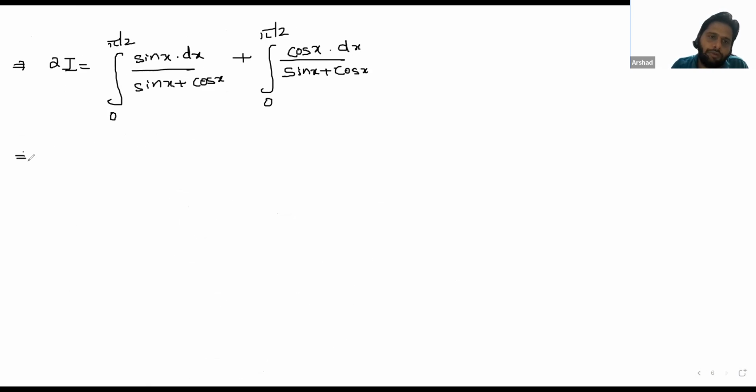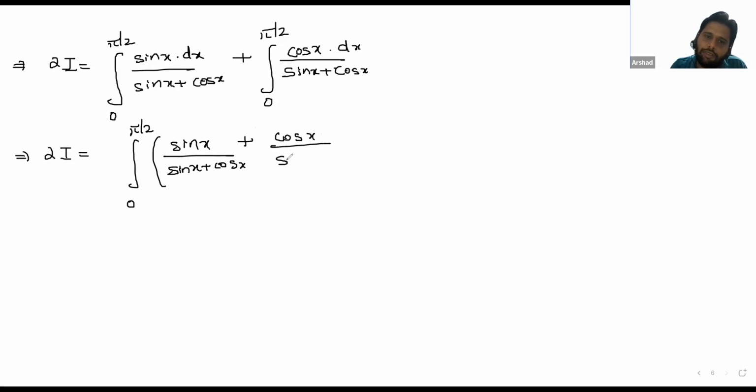Okay. What you will get here, 2I is equal to, now add these two. So this is the integral. And you can write this as a common function, sine x by sine x plus cos x, and then you can write the next term, which is cos x by sine x plus cos x dx. Then what you will get here, 2I is equal to 0 to pi by 2.